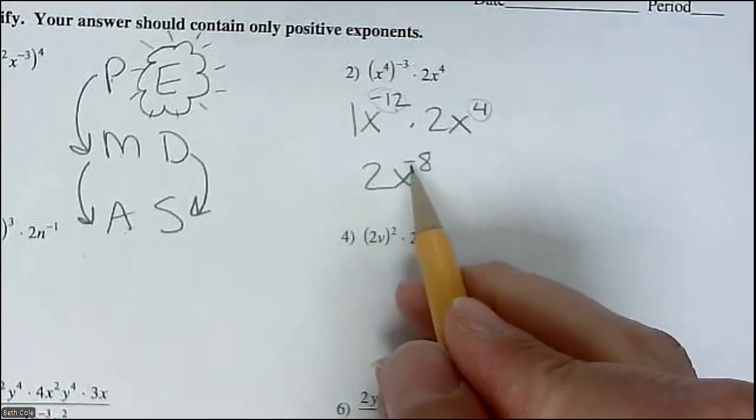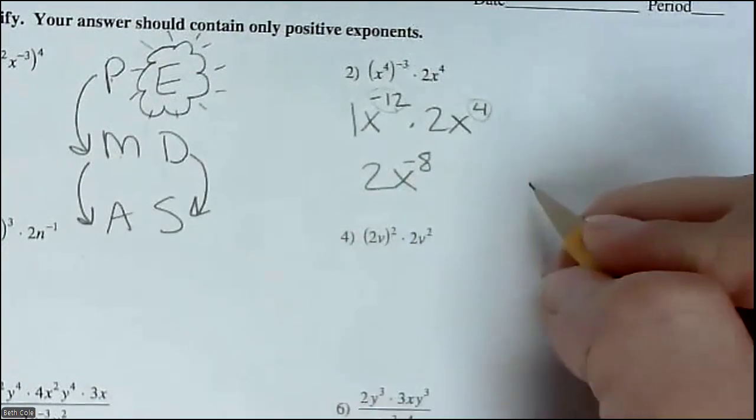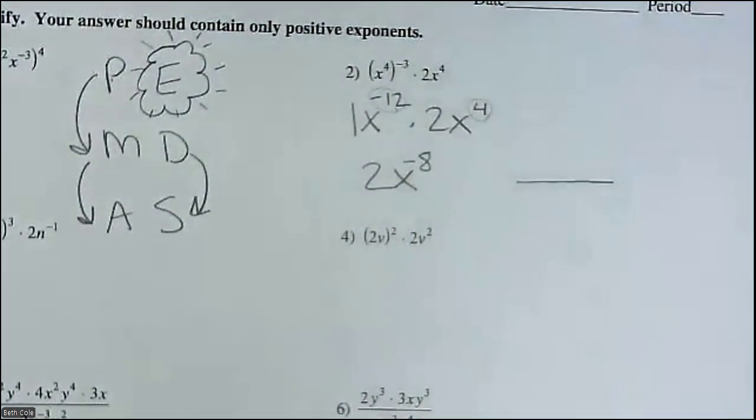Now, do you see how that's negative? It's a traitor. Draw your divider.